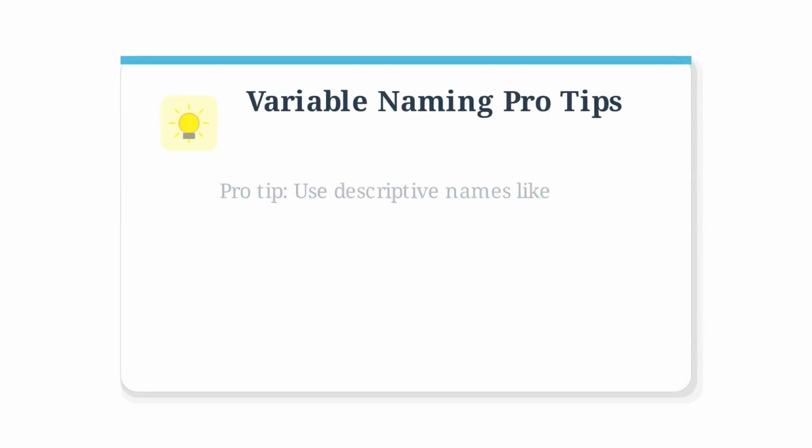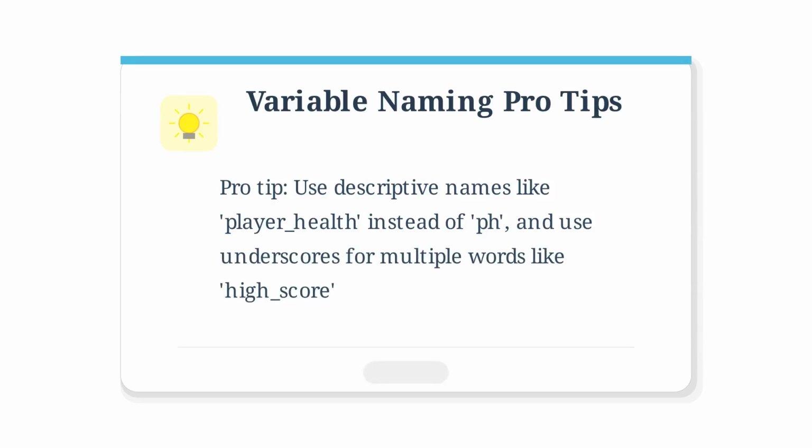Here's a pro tip that will make you a better programmer immediately. Always use descriptive names like player health instead of PH, and use underscores to separate words like high score. Your future self will thank you for writing clear, readable code.